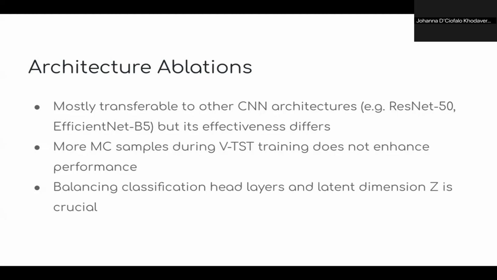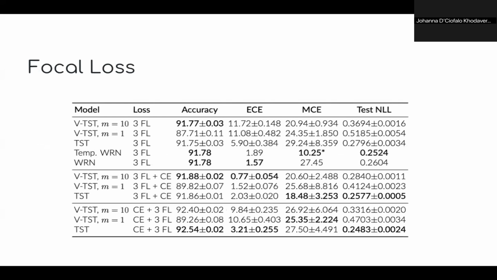Additionally to that, we also found that balancing the classification head layers and the latent dimension Z is crucial. Lastly, we extended the findings of the original paper by also exploring combining two-stage training with other regularization techniques like focal loss. And this is something that the authors of the original paper proposed. Our results show that using focal loss only in the first stage and CE loss in the second stage leads to an improved calibration, whereas using focal loss in both stages or the second stage only worsened calibration.